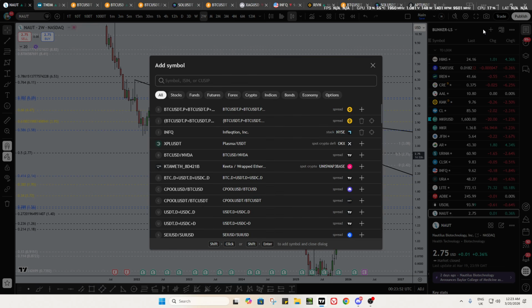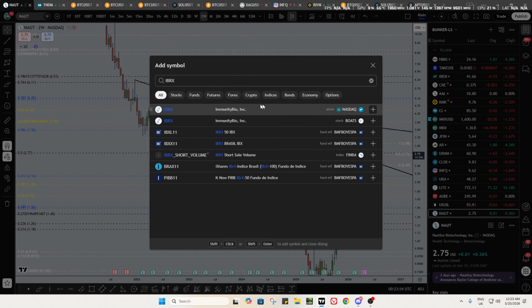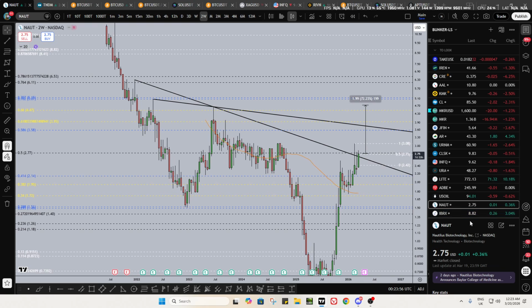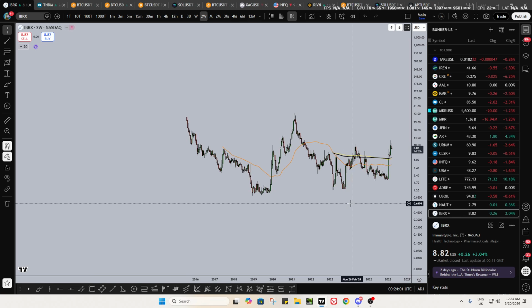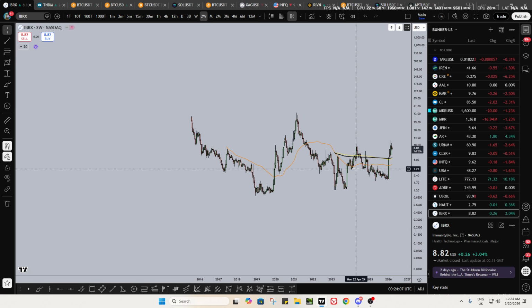IBRX, let's take a look. ImmunityBio. It's always these medical stocks, man. This one looks good. How'd you find these? First pulling out tickers I don't know exist.